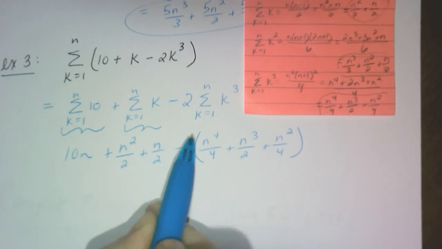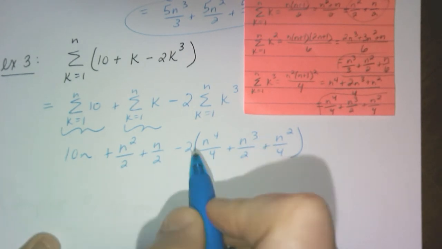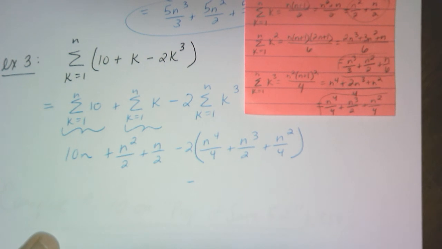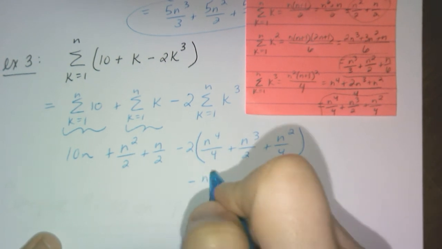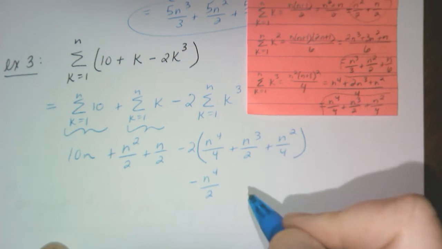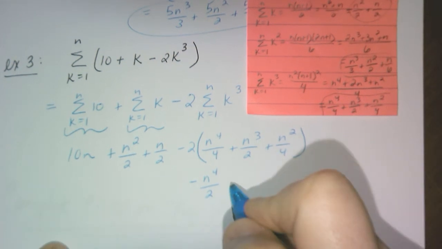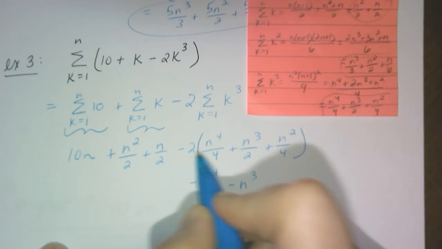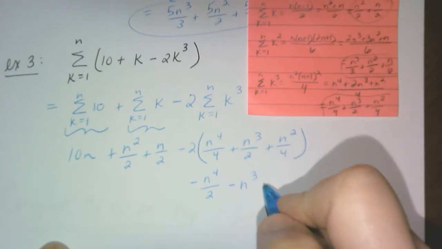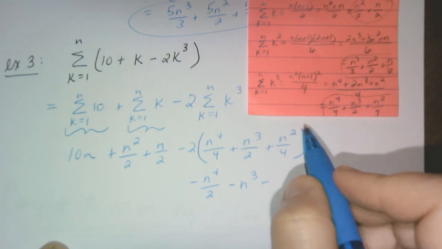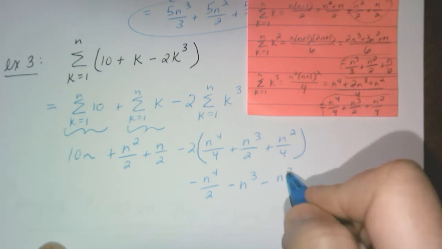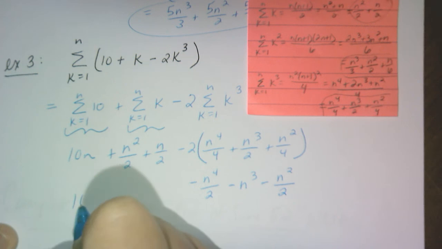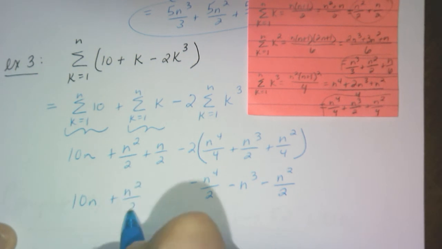And you're going to distribute that negative 2 through. So let's see, what would that be? That would be negative n to the 4th over 2, minus just n cubed, right? Because those 2's would cancel. And then minus another 2n squared over 4, which would just be n squared over 2. And then, of course, you still have 10n plus the n squared over 2 plus the n over 2.